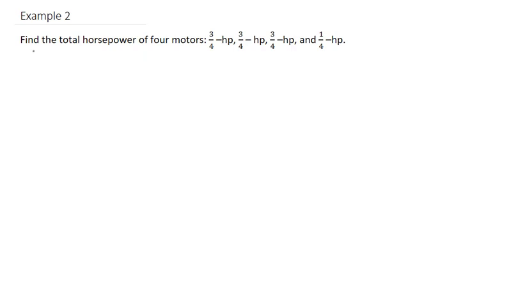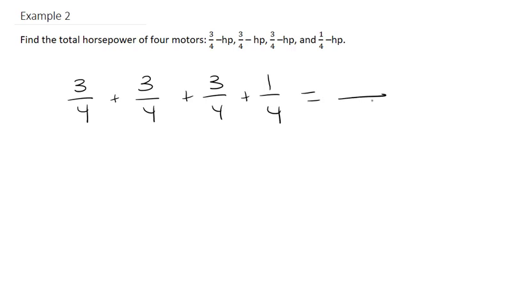Example 2. Find the total horsepower of 4 motors. So we have 4 motors, and we have 3/4 plus 3/4 plus 3/4 plus 1/4. So this will be how we find the total horsepower. Notice we have a common denominator, so we keep our denominator, and then we need to add up our numerators together. So we're going to add up these numbers. So 3 plus 3 is 6, plus 3 is 9, plus 1 is 10.